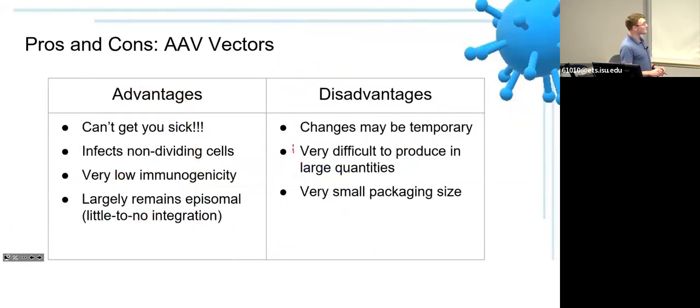So the advantage is they can't get you sick. They can infect non-dividing cells as well. They have very low immunogenicity. For some reason, the immune system does not freak out at these guys as much as it typically does to other viruses. And they don't usually have an intracellular shutdown response, which is also nice. So most genes that are delivered with an AAV vector stay there, which is good. And it remains episomal, kind of like the adenoviruses. I said little to no integration.